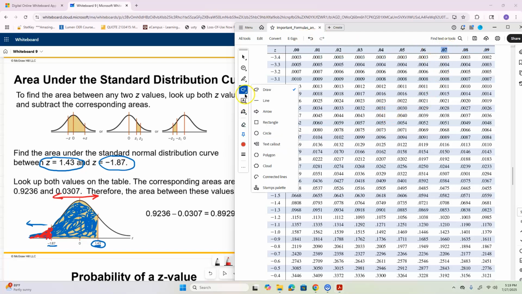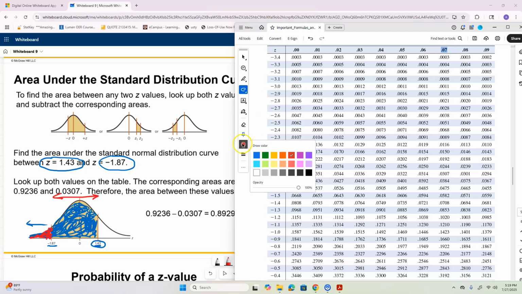Okay, and then we're going to follow that over to negative 1.87, which is going to meet right here at 0.0307. So there's only a little bit more than 3% of the data that's below that negative 1.87.